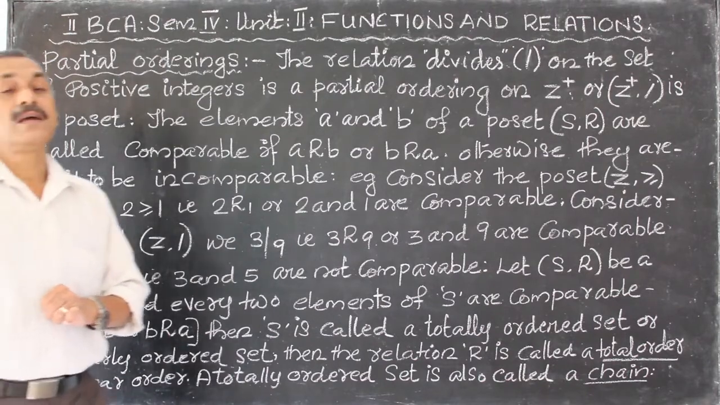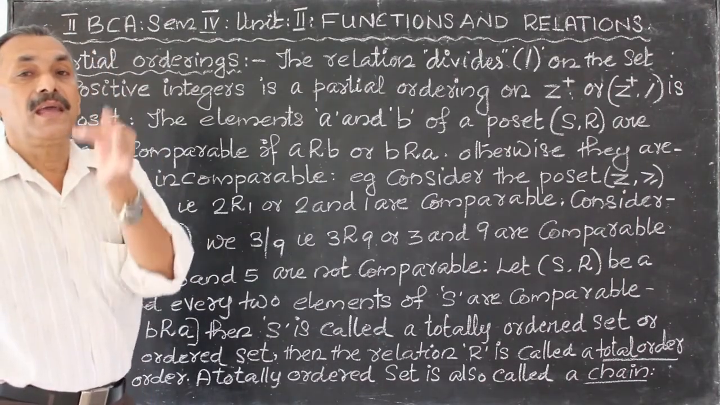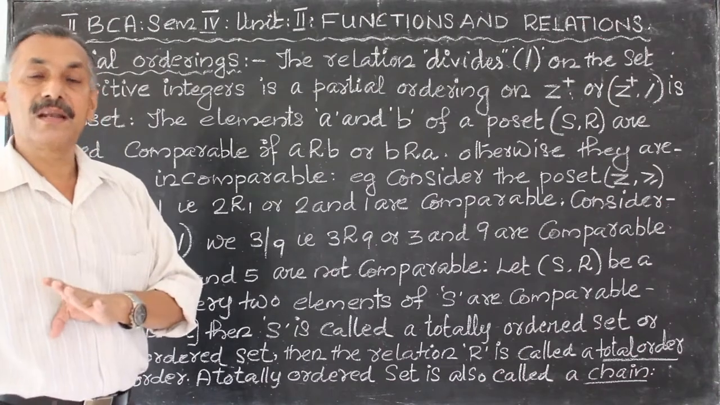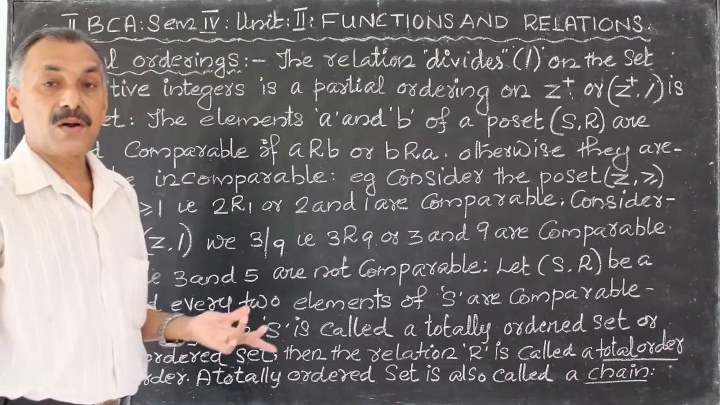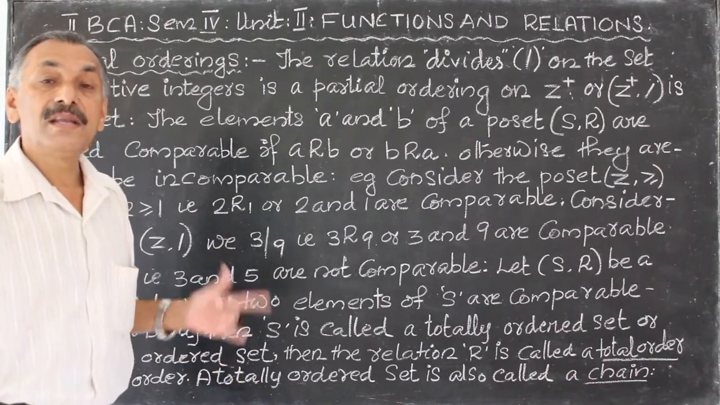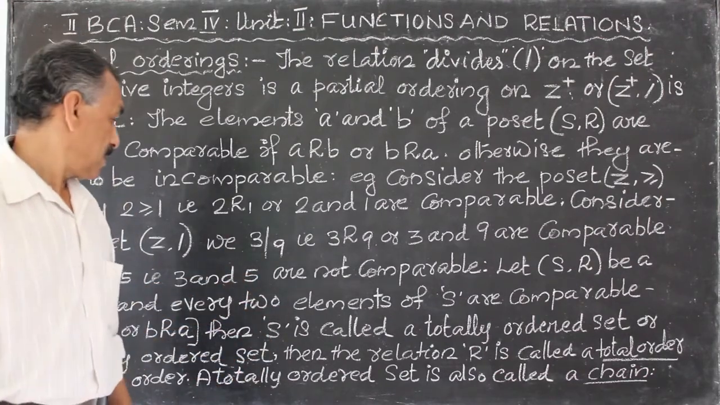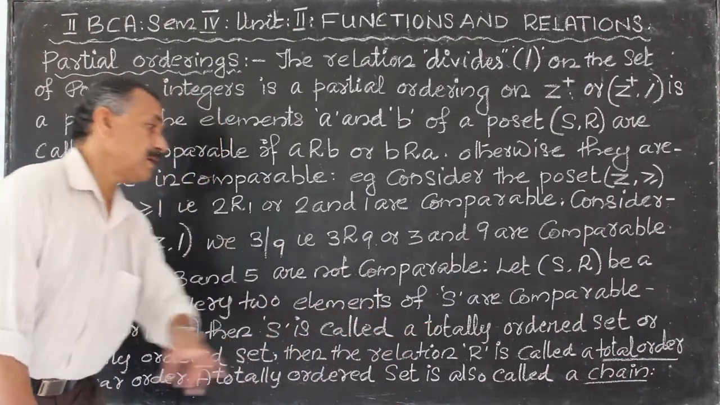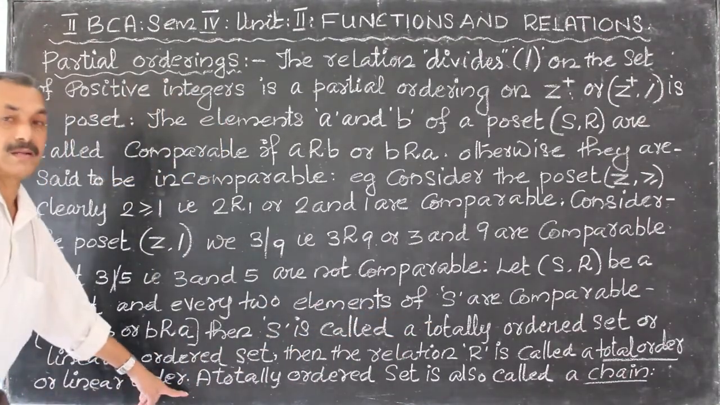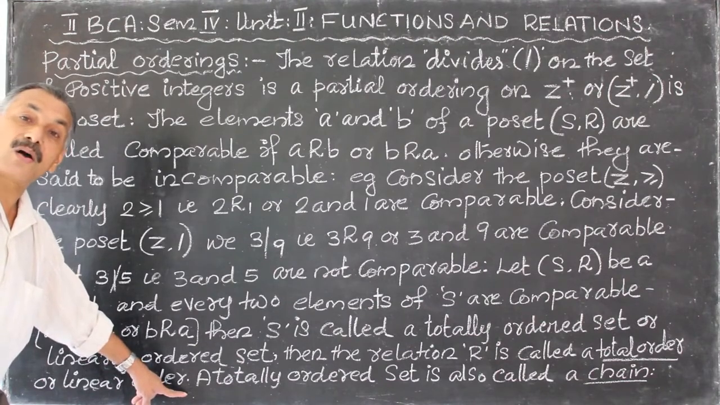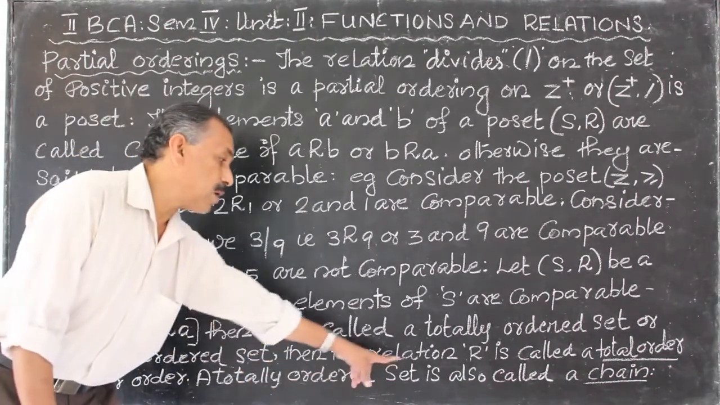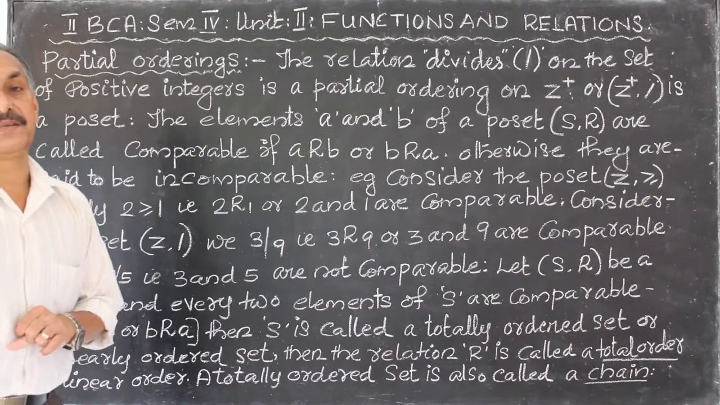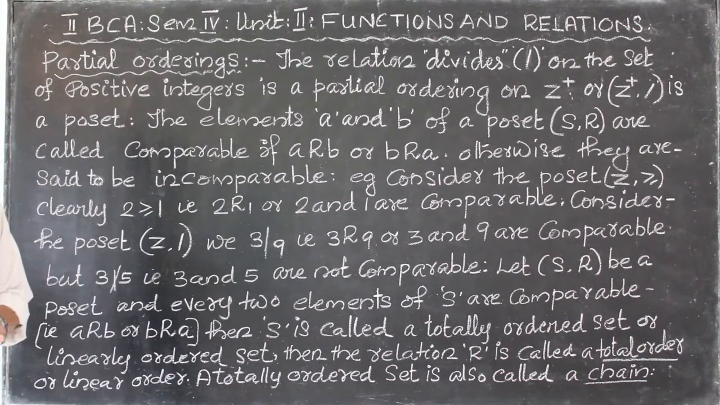So if in the poset every two elements are comparable, our relation is said to be a totally ordered relation, and our set is called a totally ordered set or linearly ordered set. Then the relation R is called a total order or linear order, a total order relation or linear order relation. A totally ordered set is also called a chain.